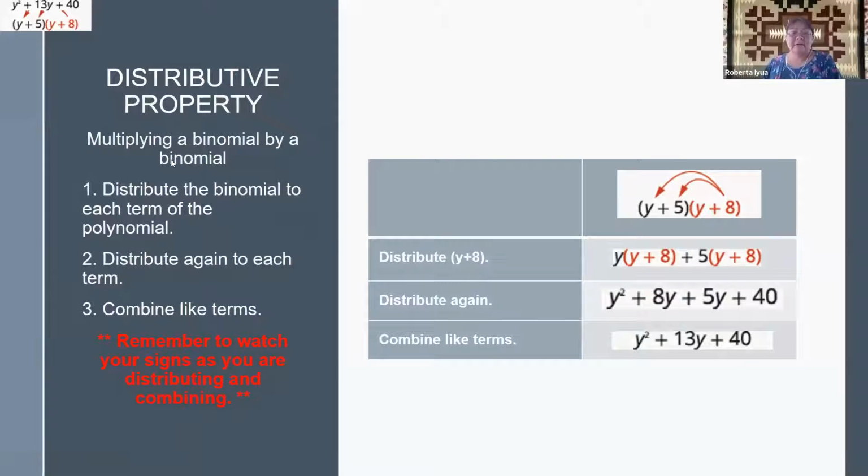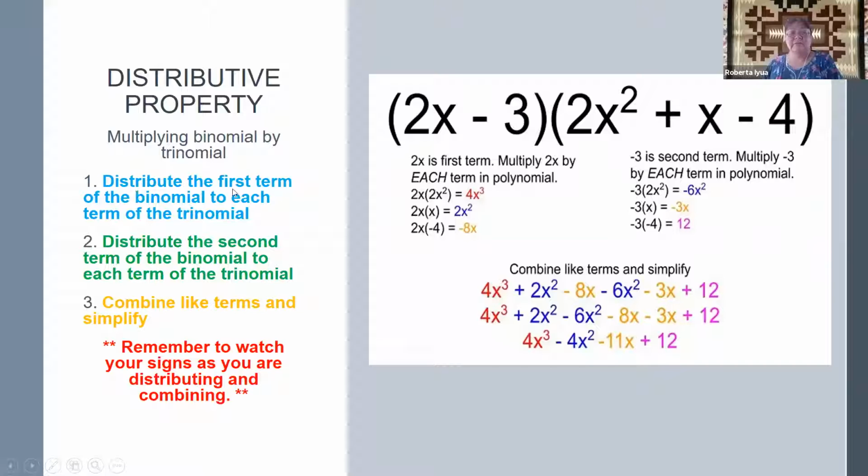The next example is the binomial by the trinomial. Distribute the first term of the binomial to each term of your trinomial. So 2x, you'll distribute it throughout this entire trinomial of 2x squared plus x minus 4. Then your second step will be to distribute the second term of the binomial to each term of the trinomial, which will be the negative 3, distributed to 2x squared plus x minus 4. And then you will combine all the like terms and simplify.